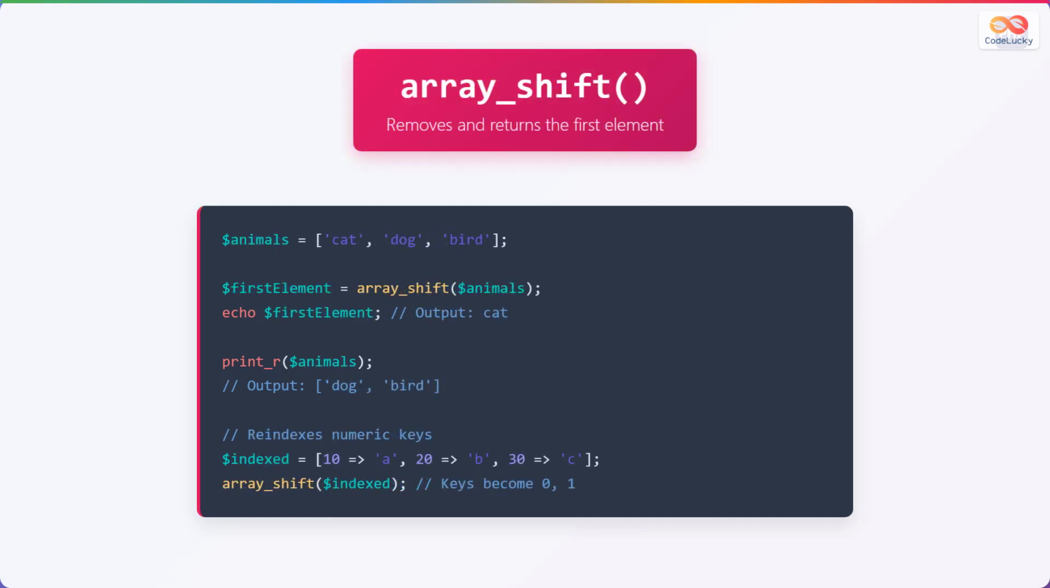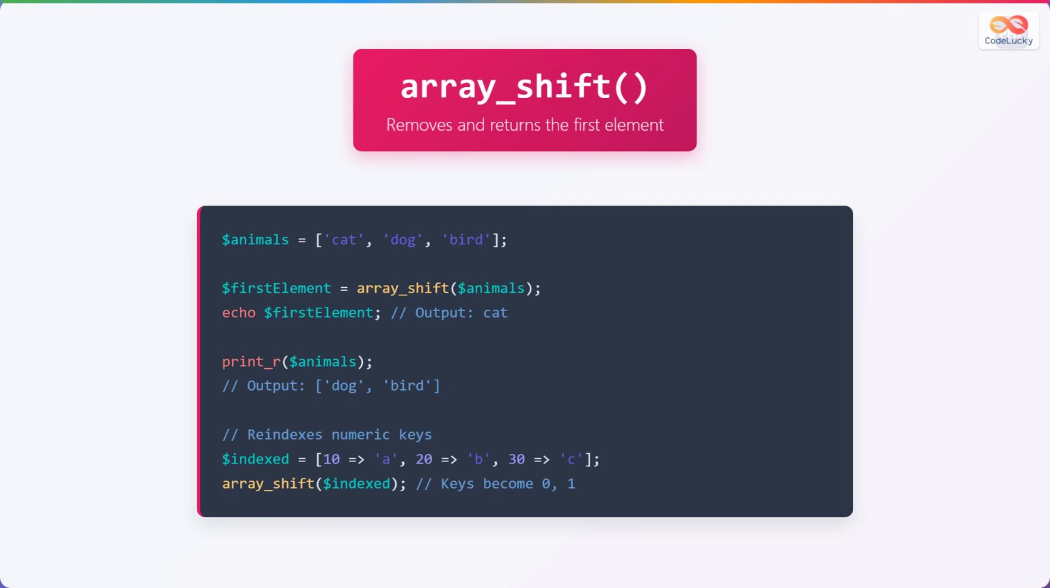The array_shift function is used to remove the first element from an array and returns the removed element, reindexing the array. Let's take a look at an example. Consider an array named animals, which contains the elements cat, dog, and bird. To remove the first element from the animals array, we use the array_shift function, passing the animals array as its argument, and assign the result to the variable first element.